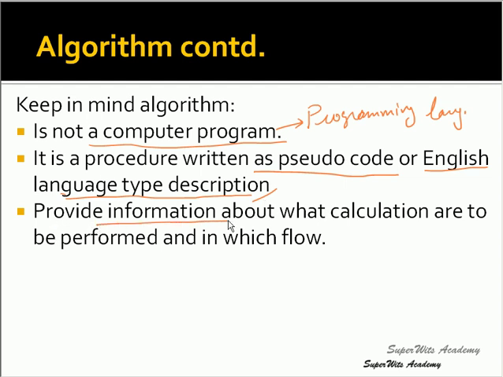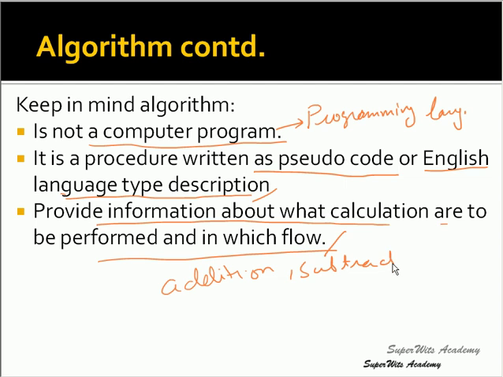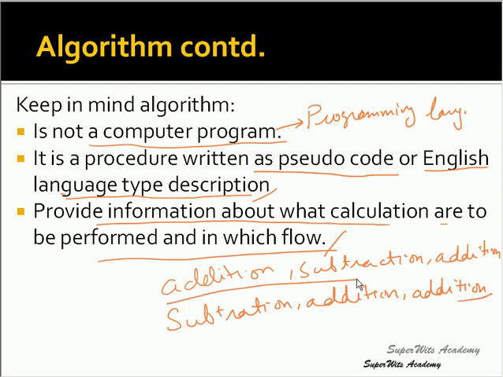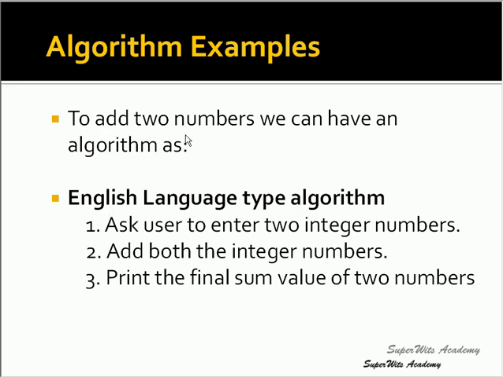Second thing, an algorithm only provides information about what calculations are to be performed and in which flow. So you need to tell what calculations, like if I say I want to perform addition, subtraction, and then addition. And the flow must be like subtraction, then addition, and then again addition. So first you specify what operations are to be performed and then in which flow they must be performed. We will see in examples of this algorithm, like if we want to add 2 numbers, we can have the algorithm as: ask the user to enter 2 integers.